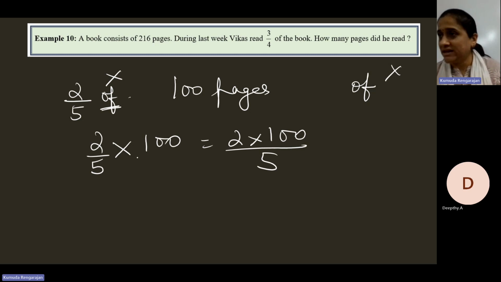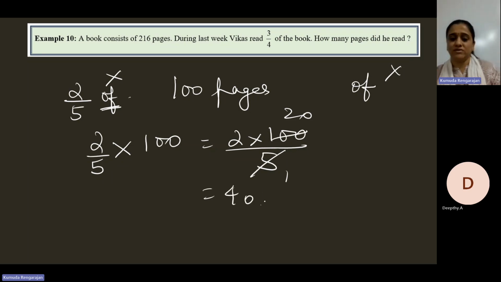Multiplication is not using LCM. Earlier it was addition, subtraction. This is multiplication. So 2 into 100 by 5. Now 5 ones are 5, 20 times. So 40 pages. What, 40 pages you have read. Then how much you've not read? 100 minus 40. 60 pages you've not read. So you're still to read 60 pages.